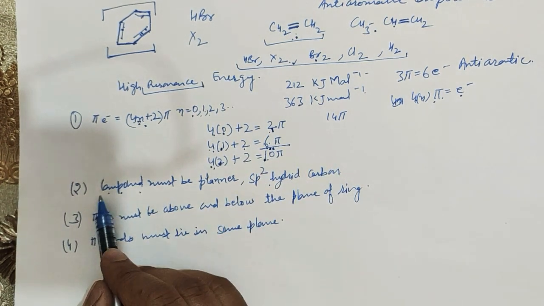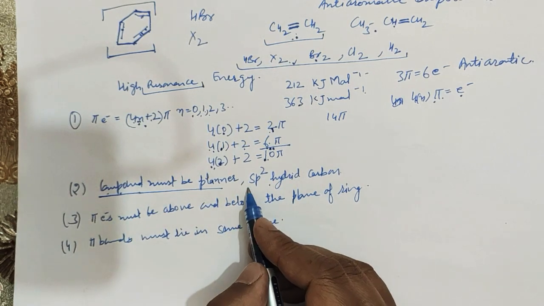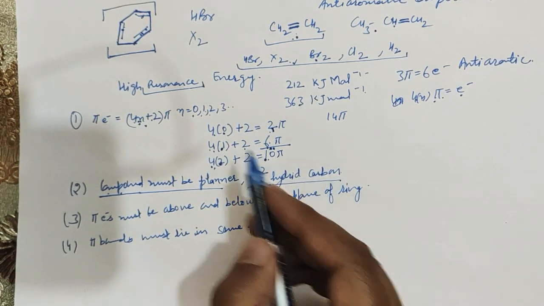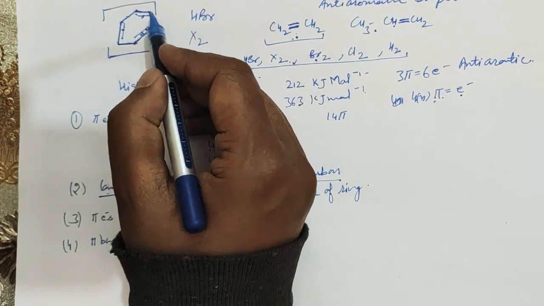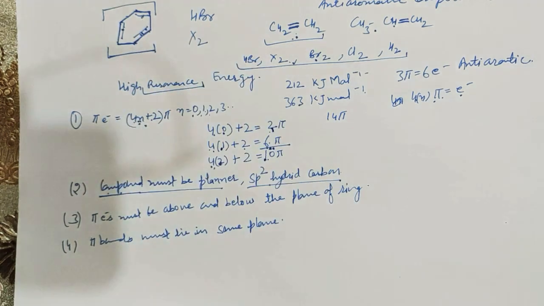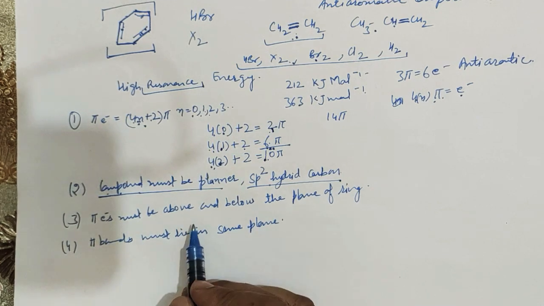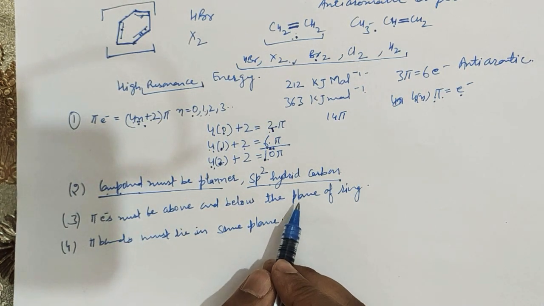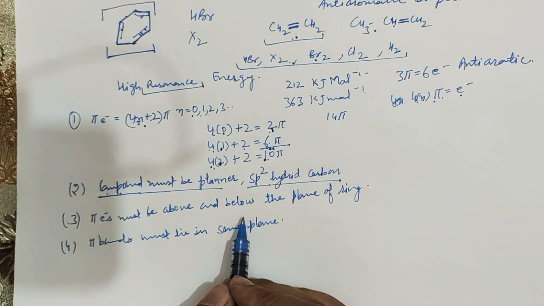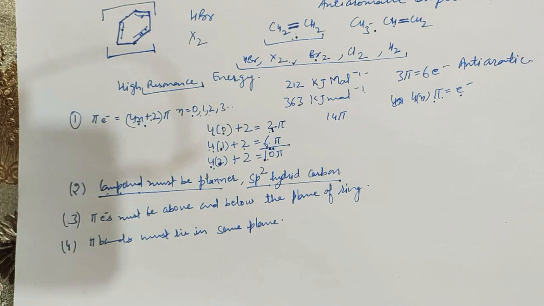Second condition: the compound must be planar and have sp2 hybrid carbons. The benzene ring is a planar compound and it has sp2 hybrid carbons. Third point: pi electrons must be above and below the plane of the ring, and they are present above and below the plane of the ring. Fourth: pi bonds must lie in the same plane.